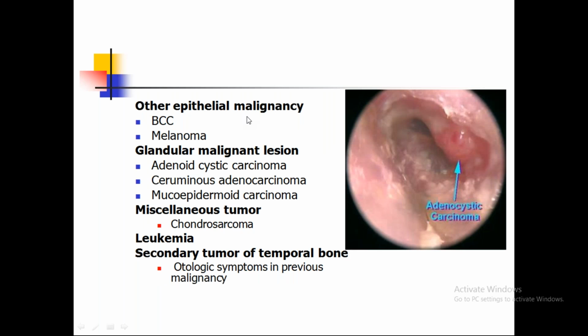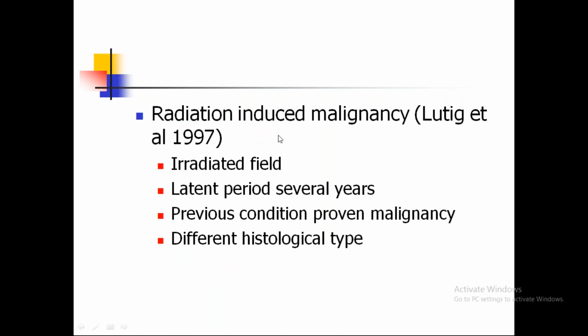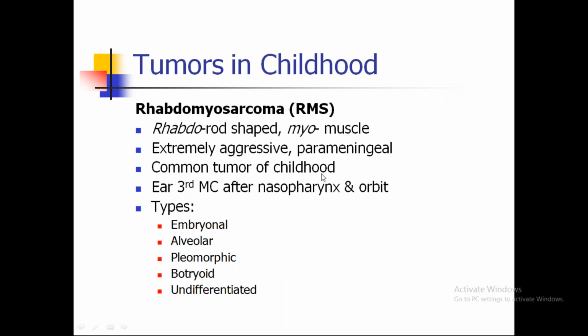So what are the other epithelial malignancies? BCC can be seen, or melanoma, adenoid cystic carcinoma, ceruminous. So these are all the other types of malignant cancer seen in the middle ear. Radiation-induced malignancy is also seen.